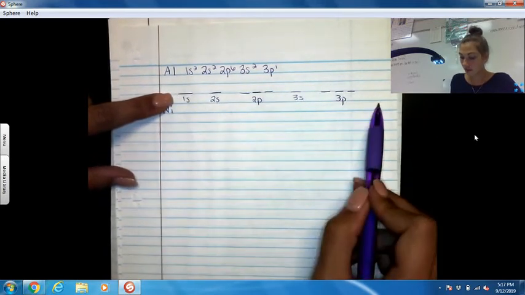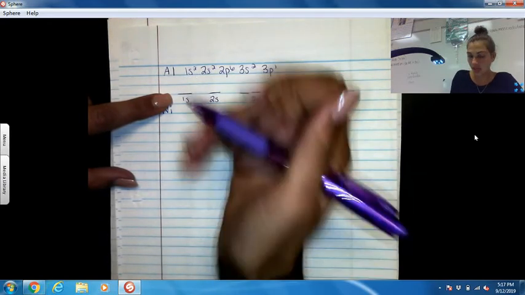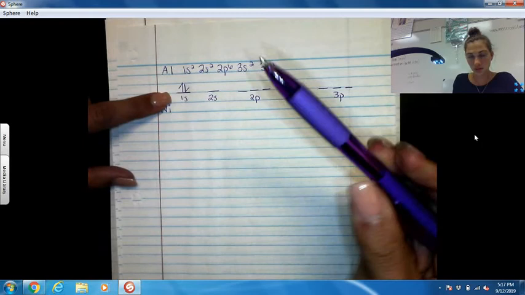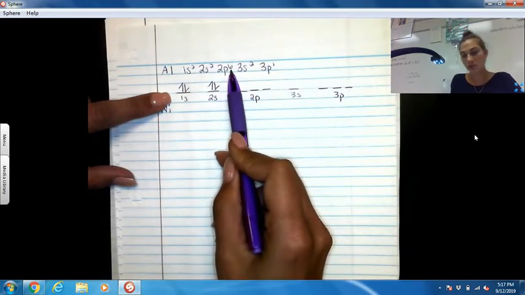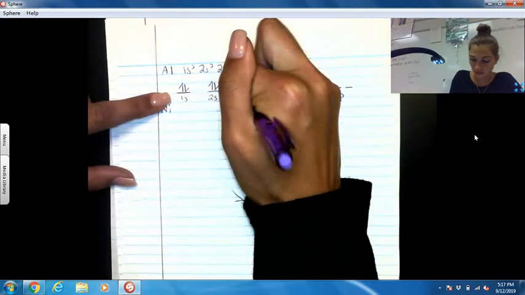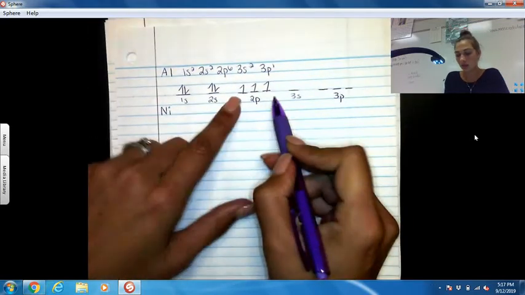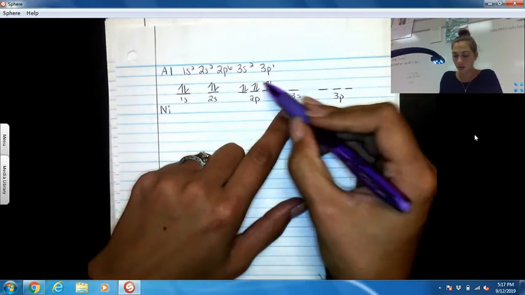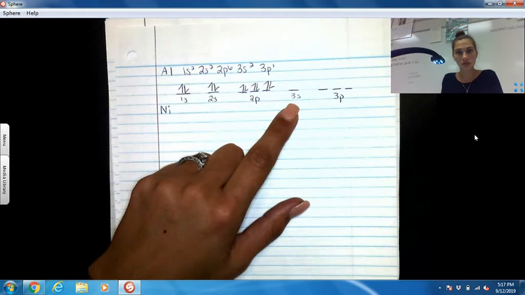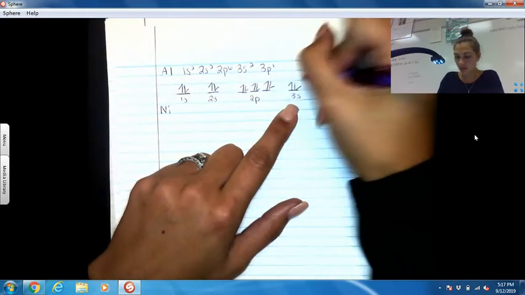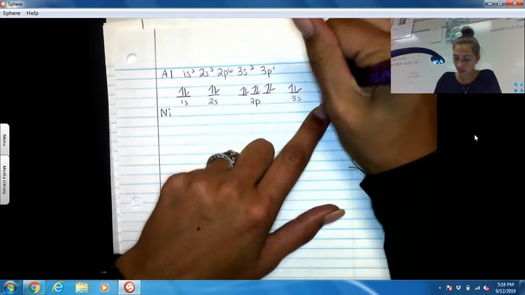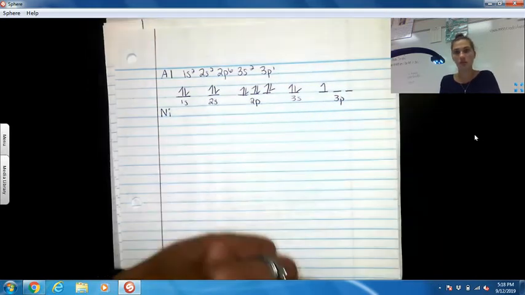Now I fill across. So 1s has 2, so 1 up, 1 down. 2s has 2 electrons, so again, 1 up, 1 down. 2p6, there are 6 electrons. Remember, I fill across in a sublevel first, and then I double up. 3s2 has 2 electrons in it, so 1 up, 1 down. And then 3p only has 1 electron in it, so I go up in just the first one.